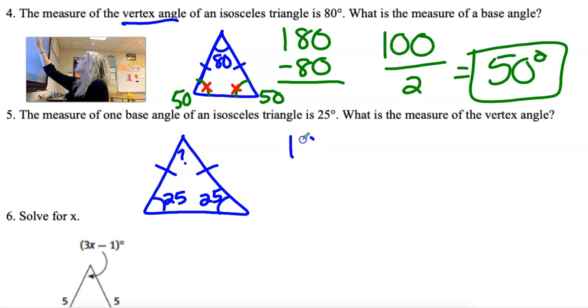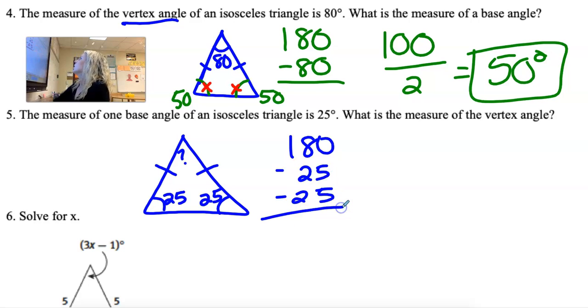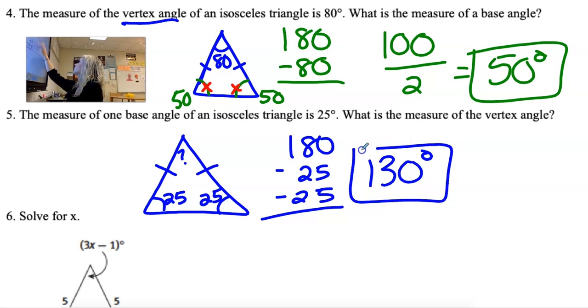So I know triangles have to add up to 180. I'm going to take away what I know, which was 25 and 25. So 180 take away 50 is 130. Okay, so that has to be the vertex part of my triangle.